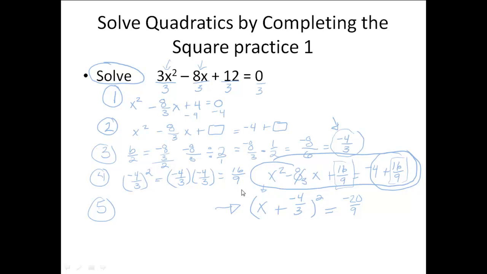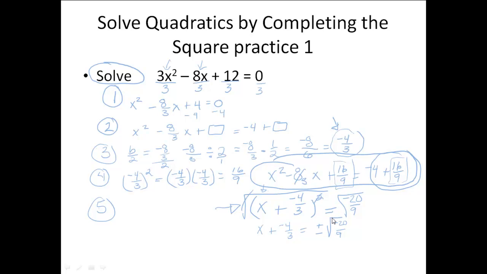So now I'm just going to undo everything that's over here by my x. First thing I need to do is get rid of that square. So to undo the square, I square root both sides so that they cancel out, and I would be left with x plus negative 4/3 is equal to plus or minus the square root of negative 20 over 9.